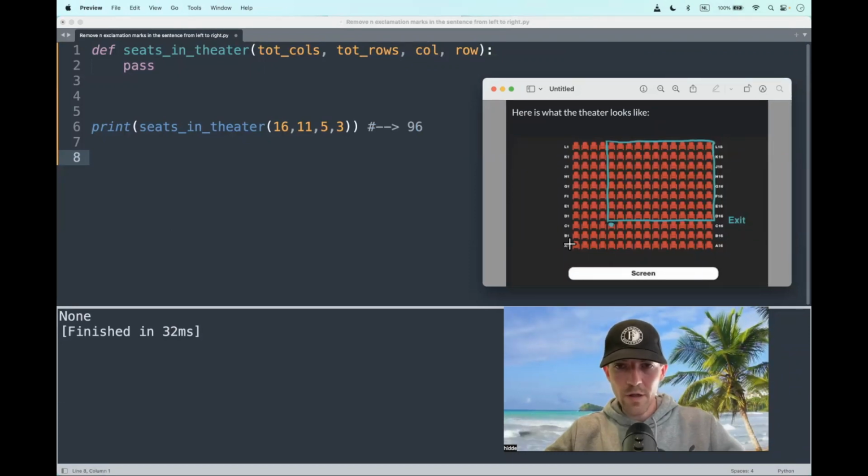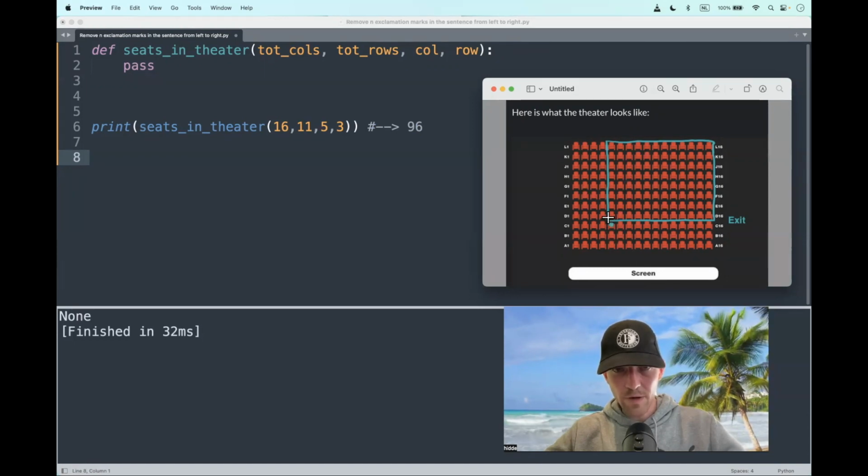How do we have to read this? Well, the total of columns are 16. You can count them out, but believe me, there are 16 columns in total. And we have 11 rows. And where are we sitting? Well, on the 5th column, here, on row 3. 1, 2, 3, and we are actually on the 4th row.